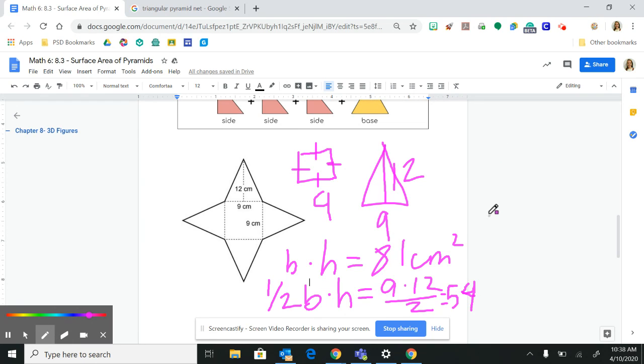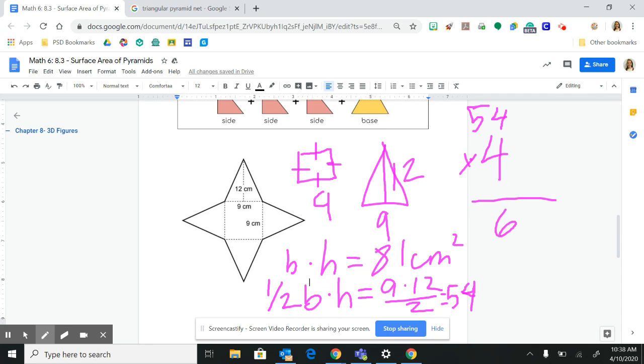And I'm just going to draw over here. So we know that we have four triangles, right? So we're going to multiply. We could either add 54 four times, or we'll just do a shortcut. We're going to multiply 54 times 4. So 4 times 4 is 16. And then we're going to carry our 1. 4 times 5 is, oh my goodness, 20, 21, 216. So the area of all four triangles is 216.